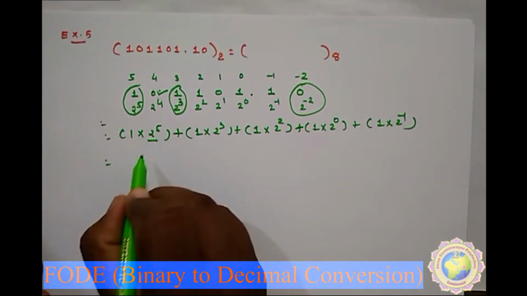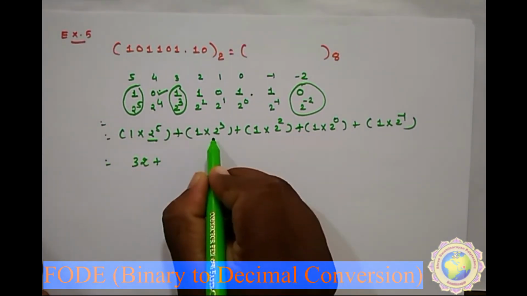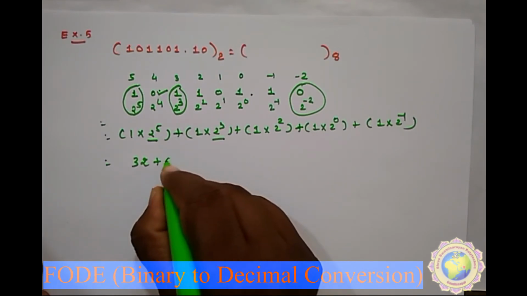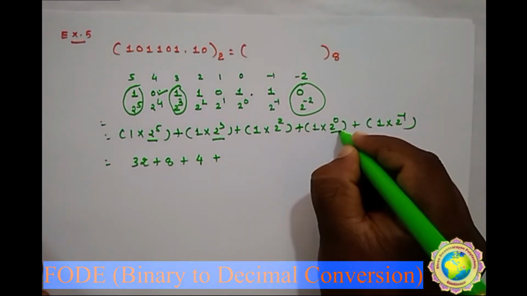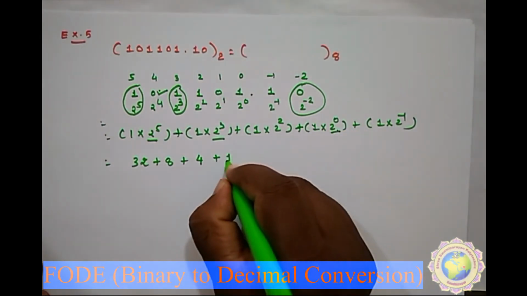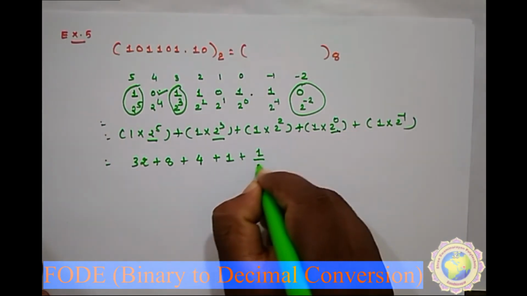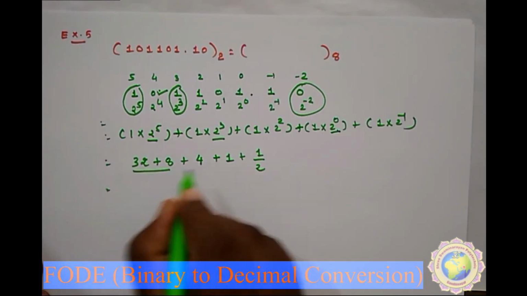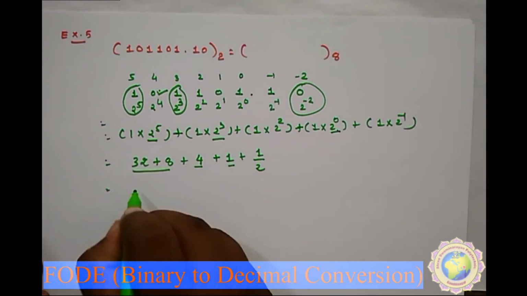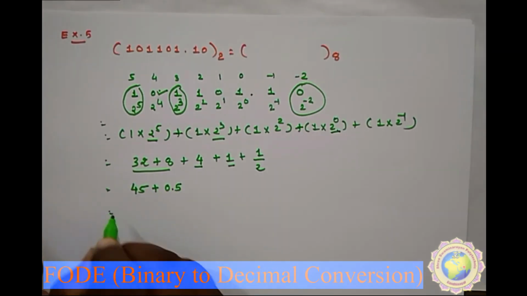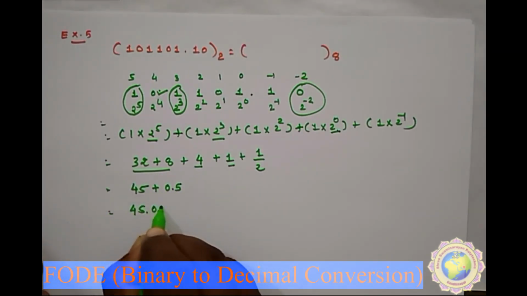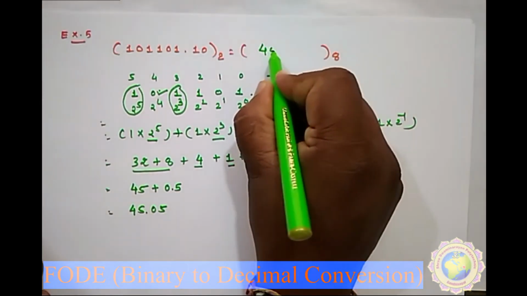So 2 raised to 5 is 32. 2 raised to 3 is 8. 2 raised to 2 is 4. 2 raised to 0 is 1. 1 into 1 is 1. And here is 1 upon 2. So 40, 44, 45. And here is 0.5. So the answer is 45.5. So you can directly write here 0.5.